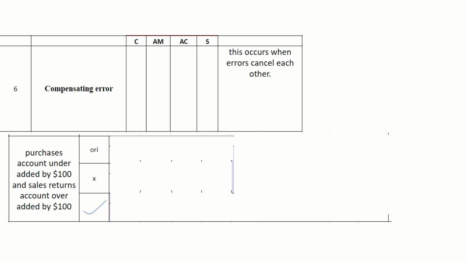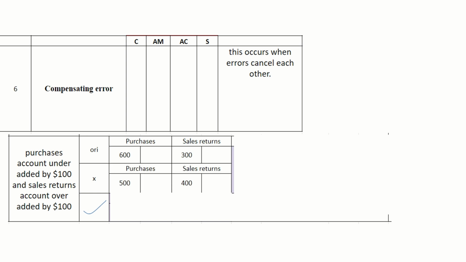Number 6. Compensating error. This error occurs when errors cancel each other. As you can see in this example, purchases account under added by 100 and sales account over added by 100. I'm just taking some random figures. Let's assume purchases should be debited by 600, sales returns should be debited by 300. But the error was purchases account was under added by 100. Therefore, instead of 600, they debited 500. And sales return should have been debited by 300, but they debited it by 400.